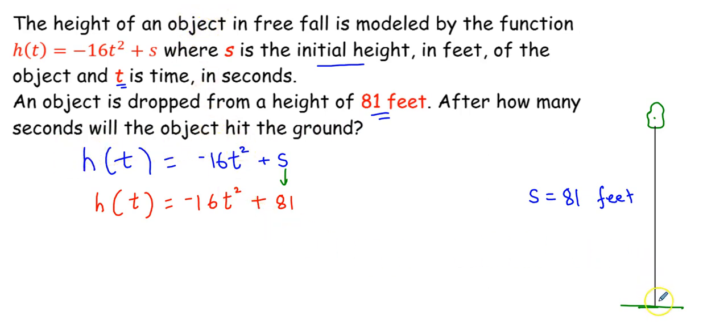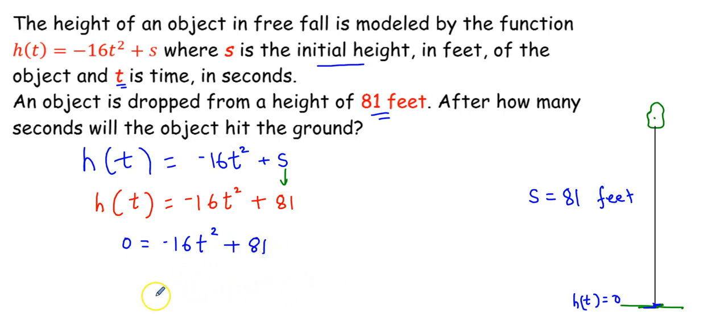So on hitting the ground, once it reaches the ground, what is the height? What will be the height of the body at the ground level? There is no height. So I have to take this h of t as 0 on reaching the ground. Now I'll replace this h of t with 0. In place of this height, I'm writing 0 is equal to negative 16t square plus 81.